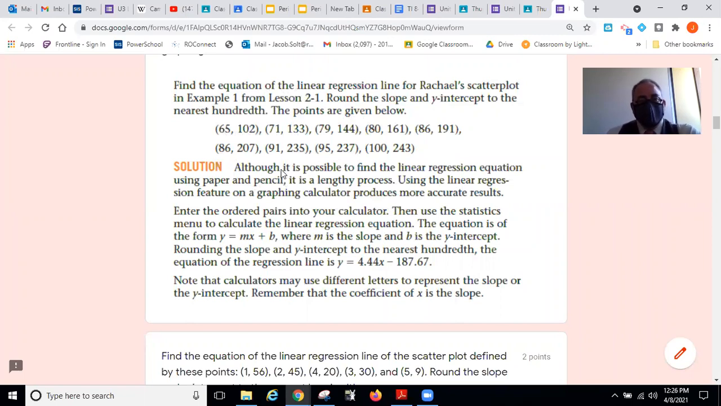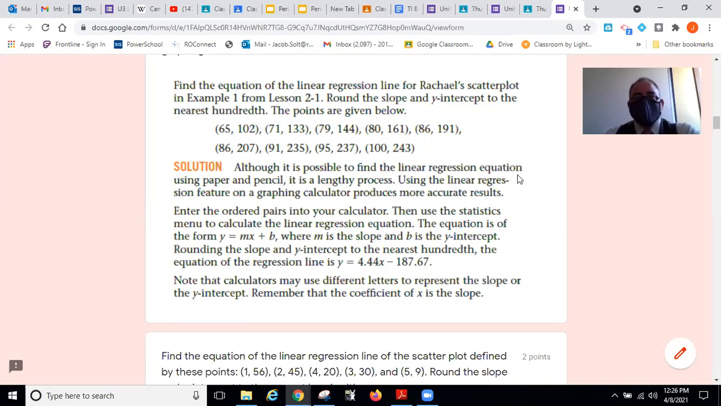Although it is possible to find the linear regression equation using pencil and paper, it is a lengthy process. What's the hardest thing we've done in this class? The monthly payment formula. I don't think we've done standard deviation in this class. Finding the linear regression by hand is more involved than the monthly payment formula, just to give you an idea. So we're going to use our graphing calculator to find the linear regression feature.